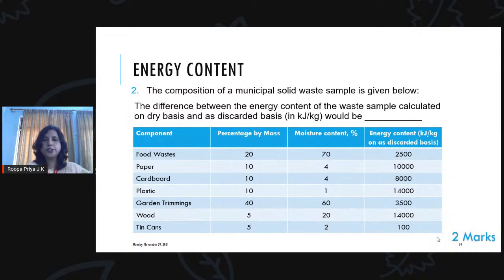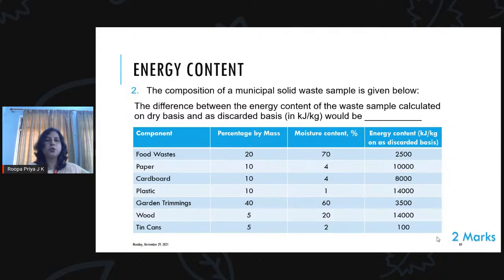This is our second question. This is asked in few question papers, and the marks allotted to this particular question is 2 marks. Here, the composition of a municipal solid waste sample is given, and the table consists of all the components, the percentage by mass of these components, the moisture content, and the energy content, which is given in kilojoule per kg on as discarded basis. So this is the question.